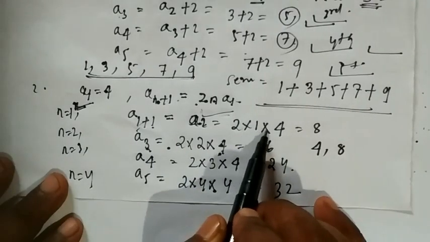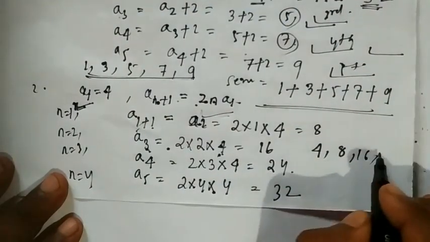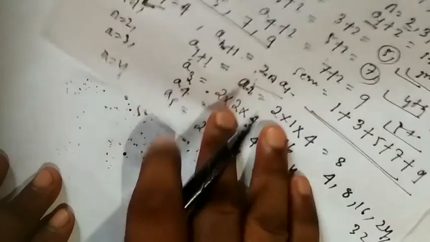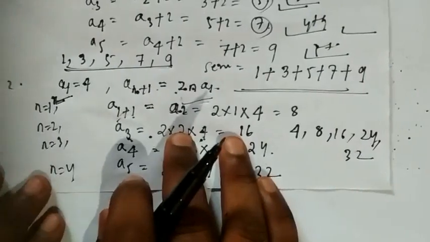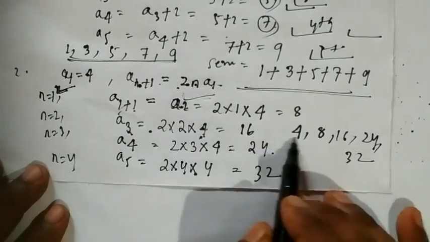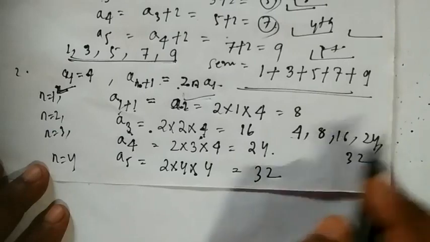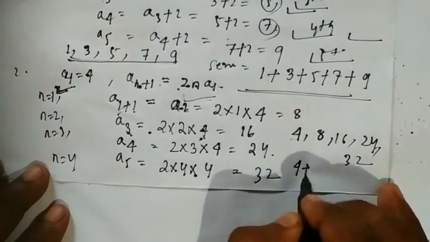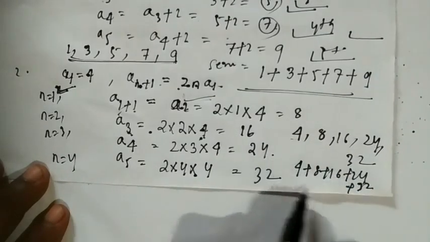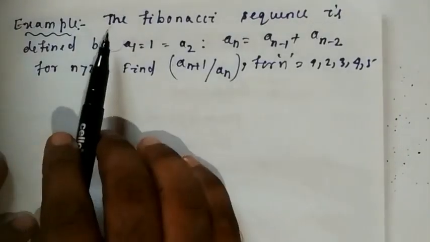Okay, understood how you got the second term? 4 times 2 is 8. Third term 16. Fourth term 24. And the fifth term, 32. Fifth term is how much here? Fifth term is 32. So now listen here. If you add this sequence, you will get the series. That means 4 plus 8 plus 16 plus 24 plus 32 is the series. Clear? Now students, I'll explain another example.